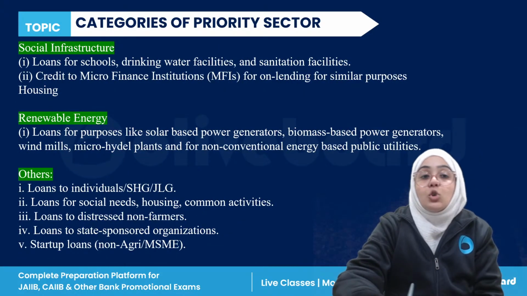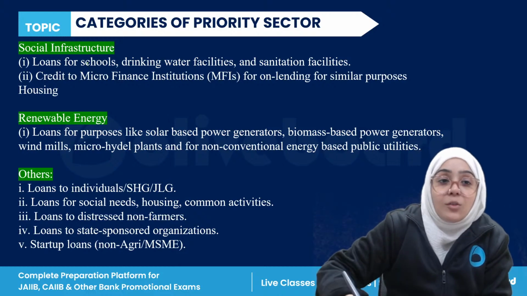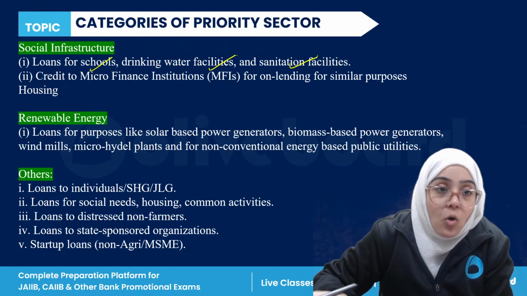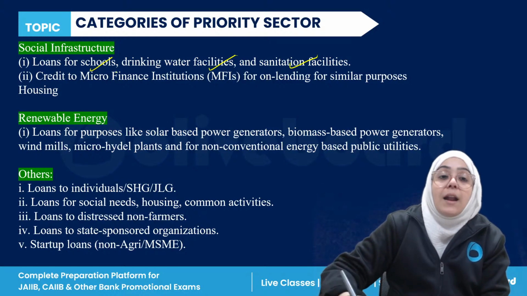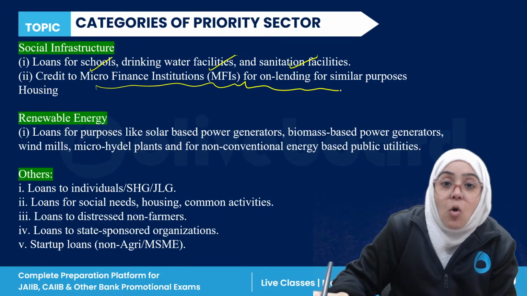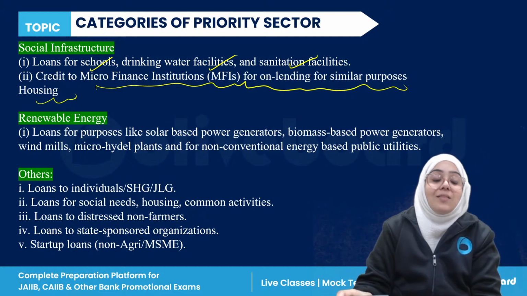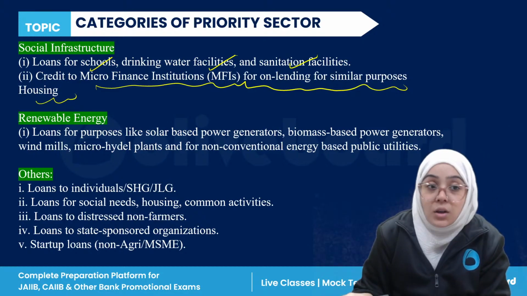Now if we talk about the social infrastructure, yes, loans for schools, drinking water facilities, sanitation facilities, these are all social infrastructure. Credit to microfinance institutions for on-lending for similar purposes, housing. Okay, these are all considered under the social infrastructure.